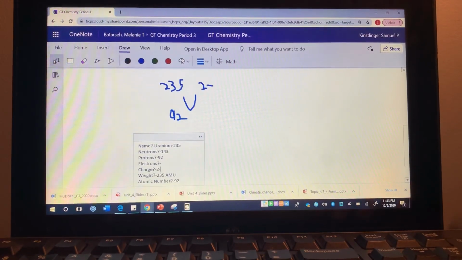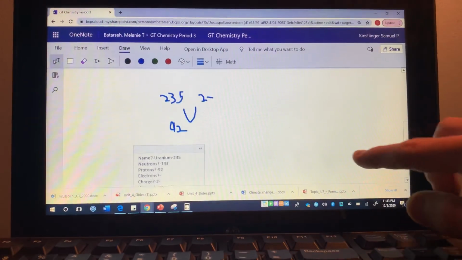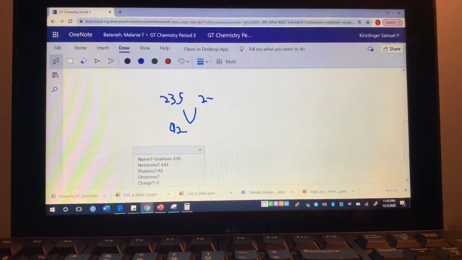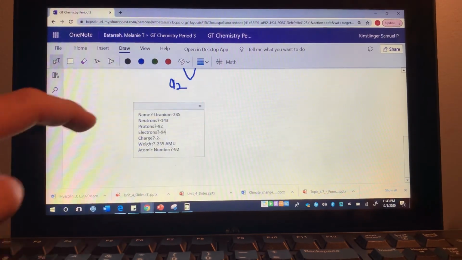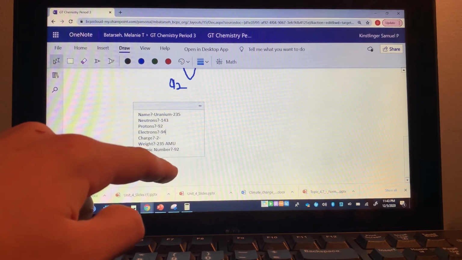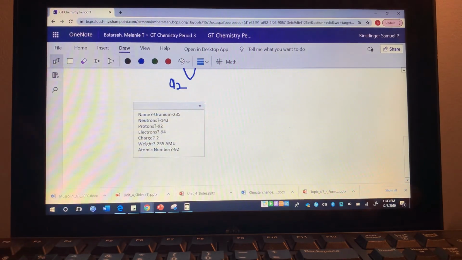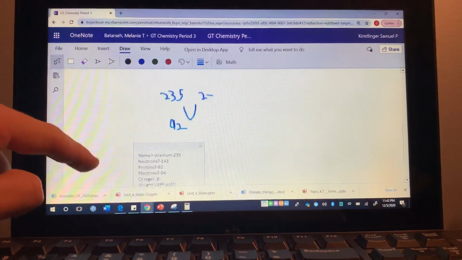So in the electrons here, we have 92 protons, and we know it's negative, so 92 minus what is negative 2? 92 minus 94 is negative 2. And yeah, so that is all you need to know about subatomic particles there and all their equations and stuff.